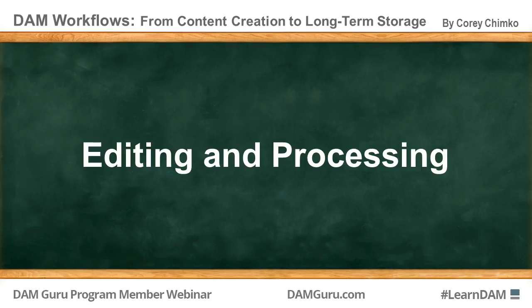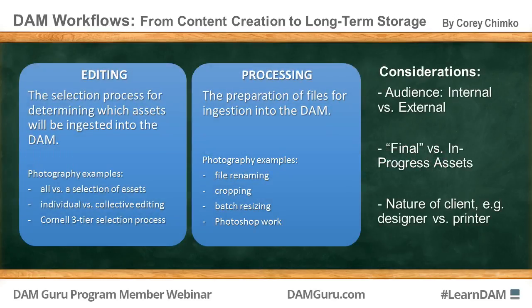For us, editing is the selection process for determining which assets will be ingested into the DAM, or which photos. Again, this can apply to any type of material. But for photography, we basically have to decide: are we going to ingest everything that we shoot, or are we going to make a selection? Are we going to edit this down to only a few selected images that are going to go into our system for each shoot?